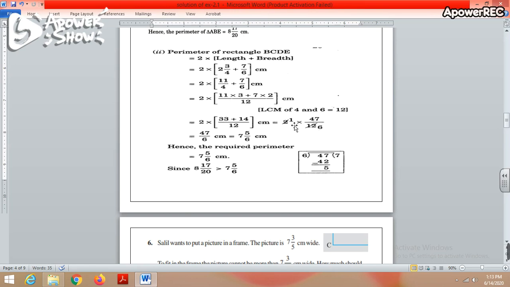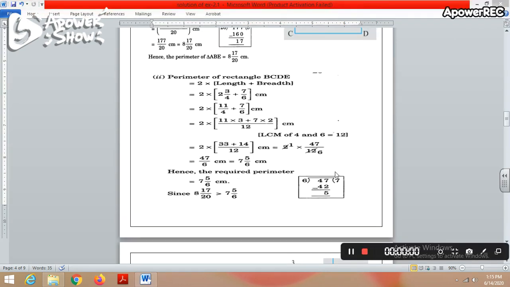Again we are multiplying 2 by 47 by 12. So by multiplying, this 2 will cancel out with this 12 and this will become 6. How? 12 can be written as 2 multiplied by 6. So 2 and 2 will cancel out and only 6 will remain here. So the answer is 47 by 6 centimeter, and after conversion it will become 7 5 by 6 centimeter. So the required perimeter of the rectangle is 7 5 by 6 centimeter.